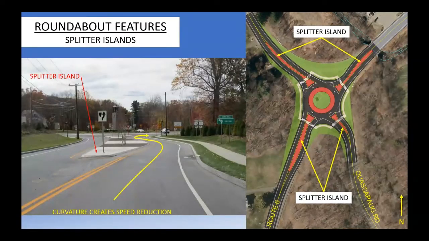Splitter islands are an important roundabout feature. They serve an essential purpose of providing curvature necessary to slow vehicles down before entering the circulatory portion of the roundabout. The curves are designed so that vehicles enter the roundabout at approximately 20 miles per hour. The splitter islands also help to visually narrow the roadway, which makes drivers feel mildly constrained, leading to a reduction in speed. The splitter islands also provide an opportunity for small trees or other landscaping.